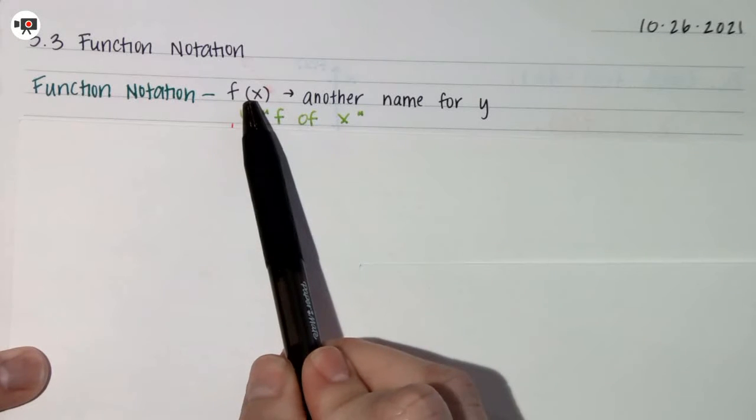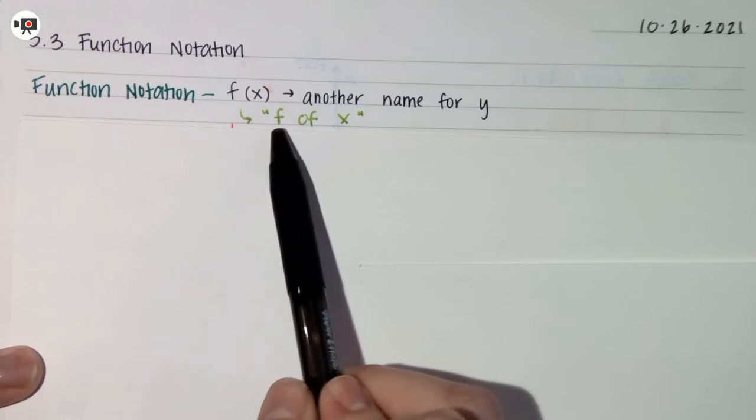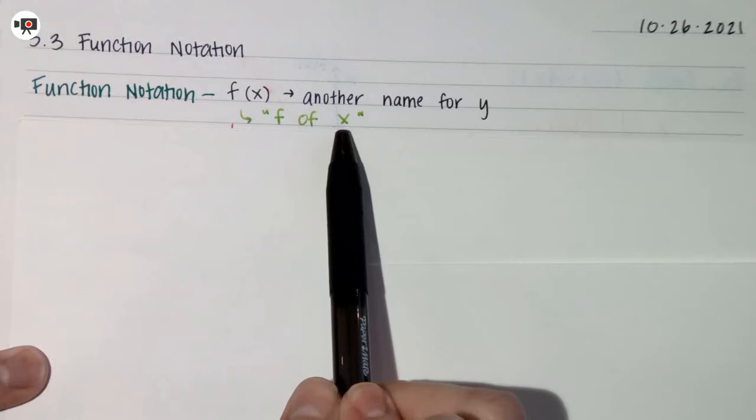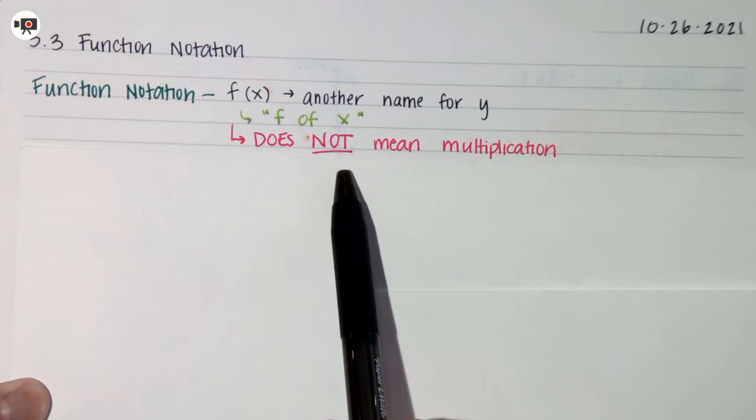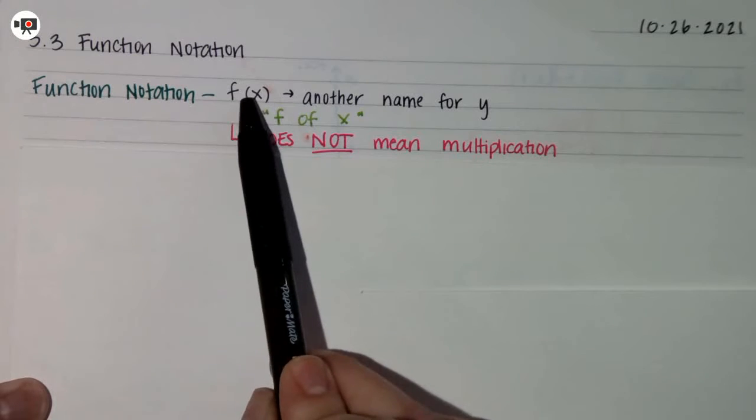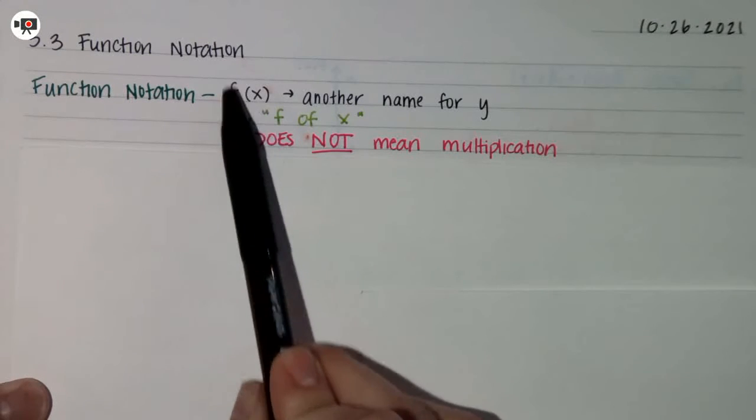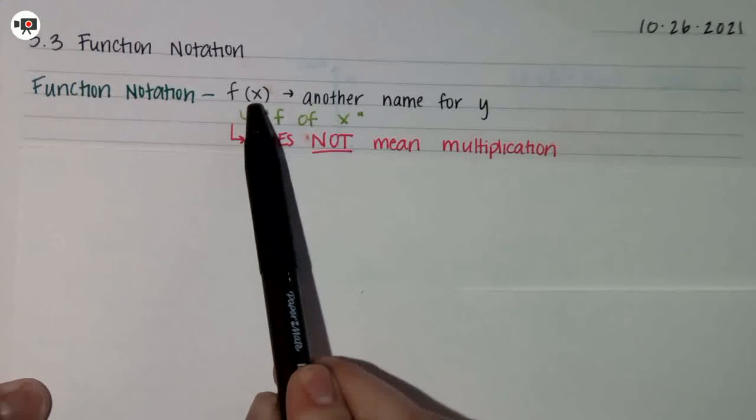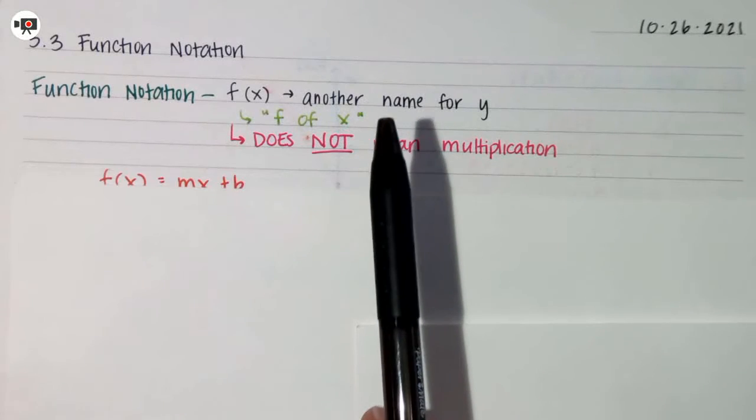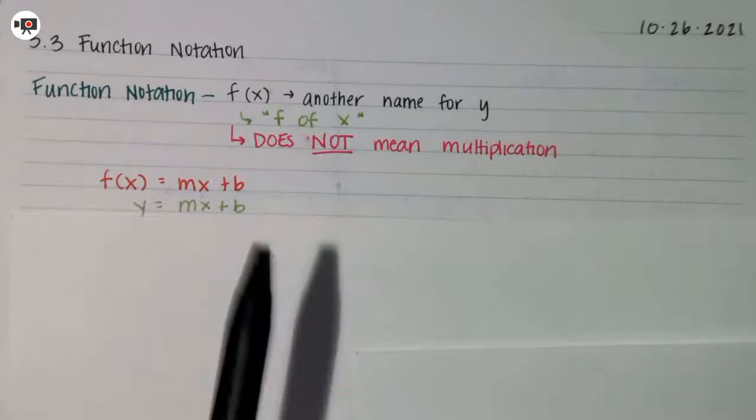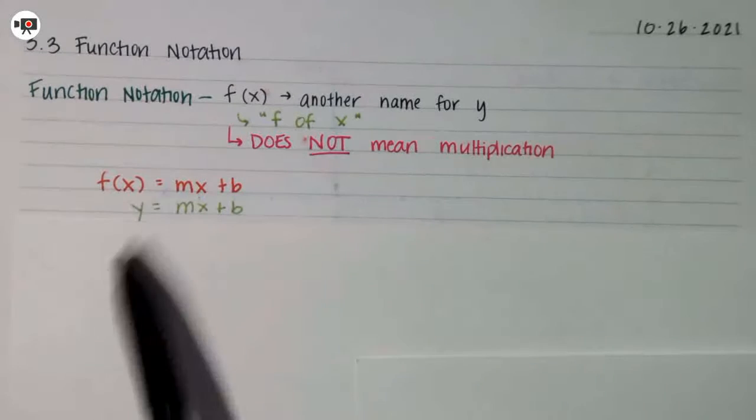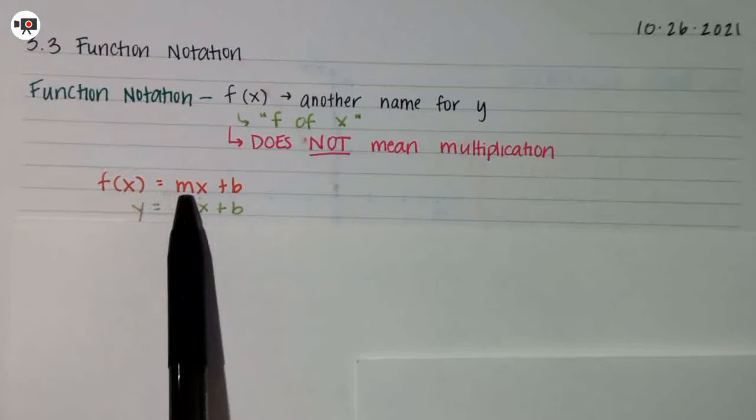So we don't say f parentheses x, we say f of x. It does not mean multiplying. So we do not have f times x. This means we have a function where my variable is x. So if I had regularly y equals mx plus b, I would rewrite it as f of x equals mx plus b.